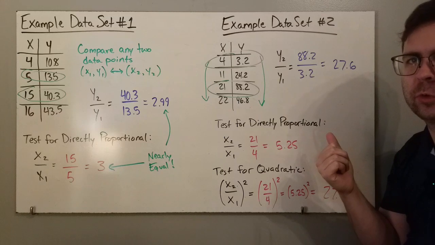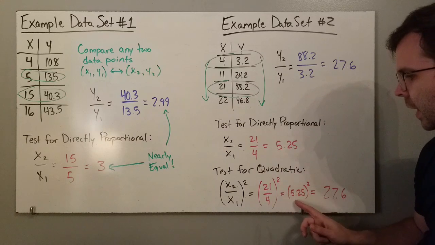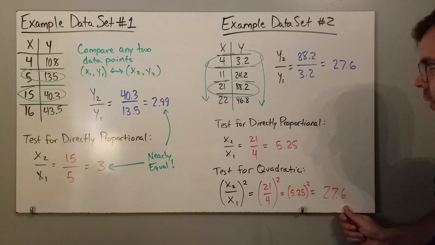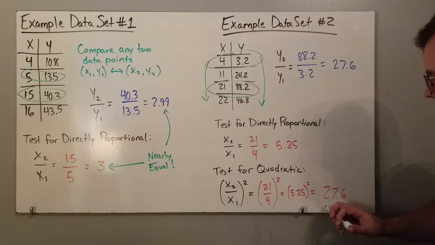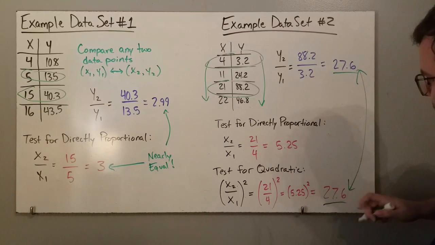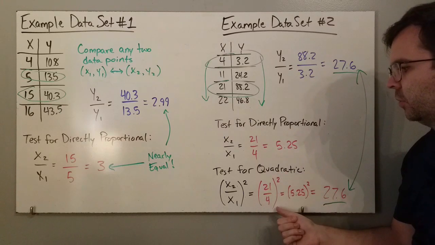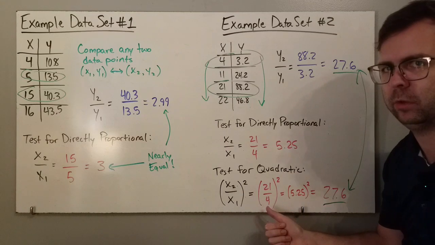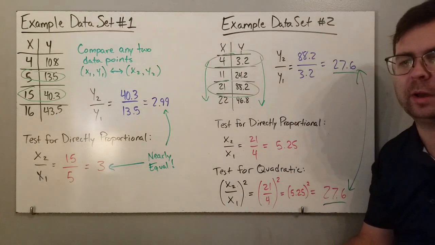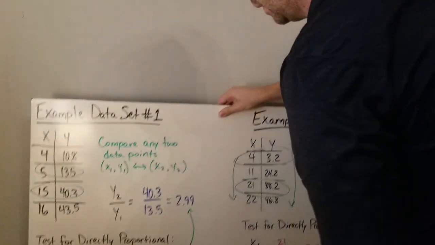So we can test to see if it's quadratic by taking this 21 over 4 and squaring it. And if we do that, 5.25 squared is 27.6. And will you look at that? Those are equal. So if you square the x value, then you get the y change. And so that tells me that this is a quadratic relationship. Whatever you do to the x value, you square it, and that's how the y value changes. So this is for directly proportional and quadratic.